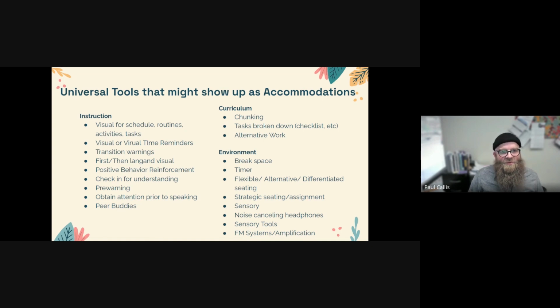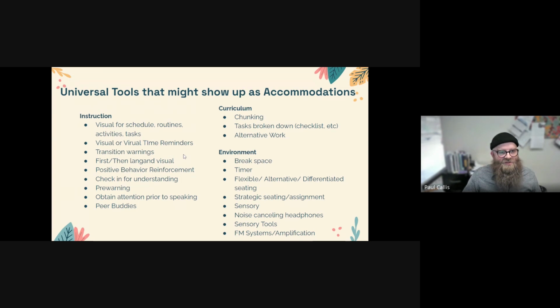Visual or virtual timer reminders. A lot of kids can be satiated by just having access to a timer. They're doing something for 5 minutes. It helps them know that it's going to end. I think sometimes when things feel ambiguous to a student, it can really trigger some feelings.